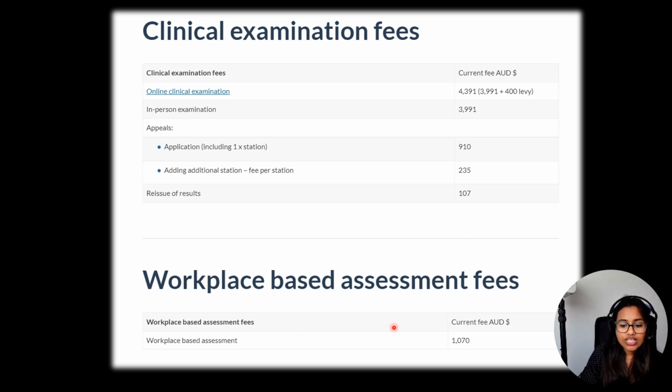Now, as I mentioned, there is another pathway for those of you who have completed AMC 1. You can go for the work-based assessment, but it is available only in very few hospitals and it's very difficult to get in. It's a 12-month program with the hospitals, where they continuously monitor and assess you, and this work-based assessment has a fee of 1,070. If you get into a WBA program, it's pretty good, but I've heard it's really difficult to get in, and there's a very long waiting period.